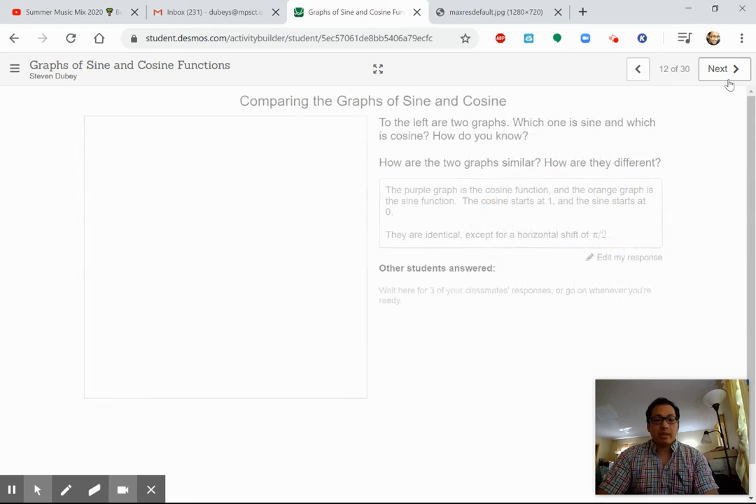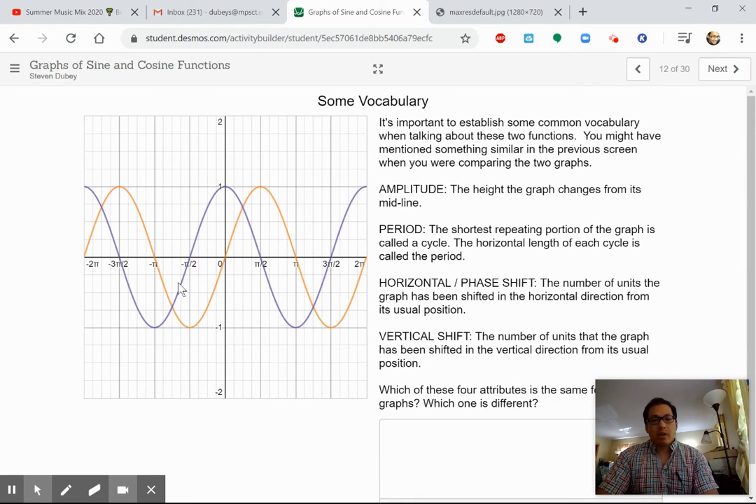And then on the next screen, I kind of messed this up. I wanted to have a drawing tool here so I could draw on this, but I forgot to do that. But there's some important vocabulary that we're going to use when we talk about these two graphs, the sine and cosine function. So I wanted to lay out some of this vocabulary for you, because you'll hear it again next year in pre-calc. It's just nice, when we're exploring new functions like this, to have a groundwork of the same vocabulary that we're going to be using.